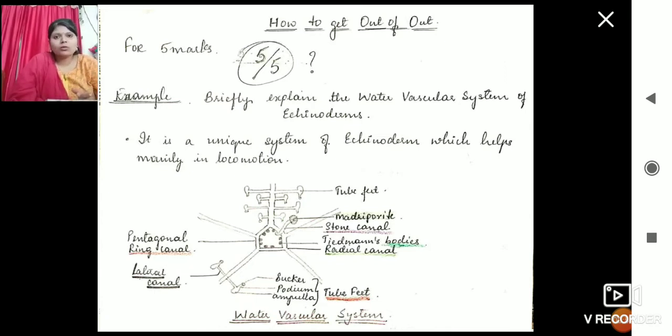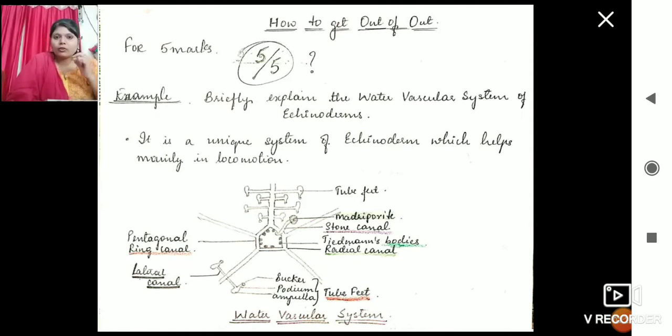Okay, something which is not related, you cannot write it. That is not going to fetch you anything. How to write the related things, how you will have to put them into an order. So first, for example, the question is like this: briefly explain the water vascular system of echinoderms. Before you think about what the water vascular system is, if you just write directly what it is, then what is there to write next, isn't it? So you have to plan what all things need to be there in that particular question.